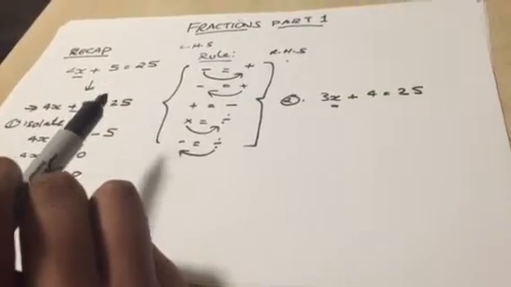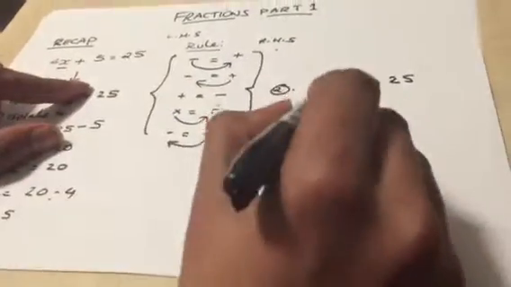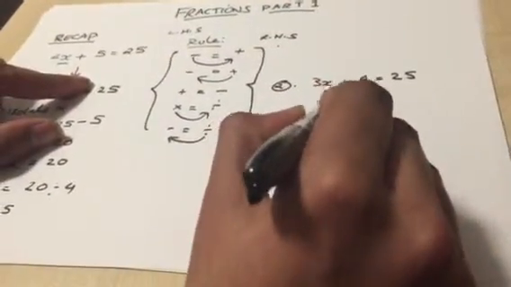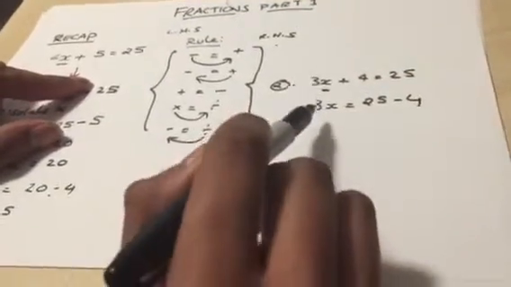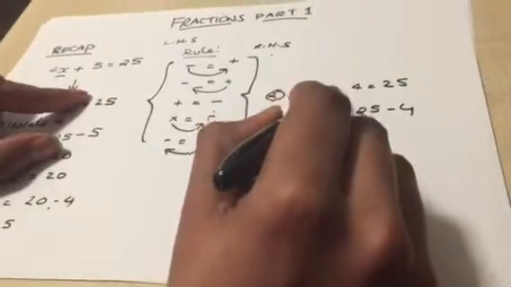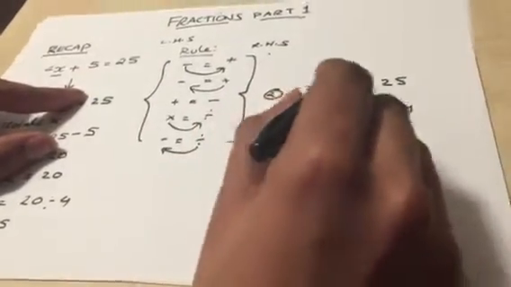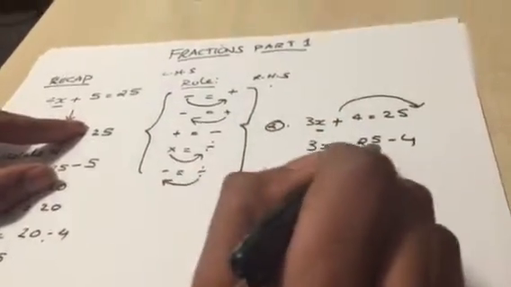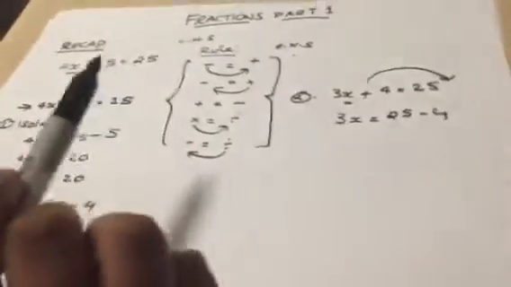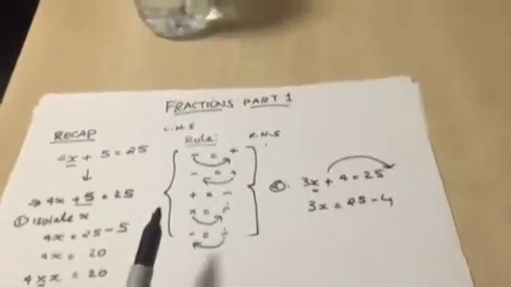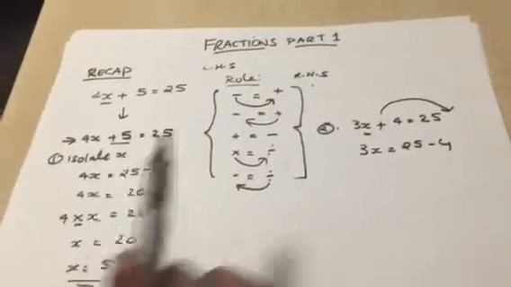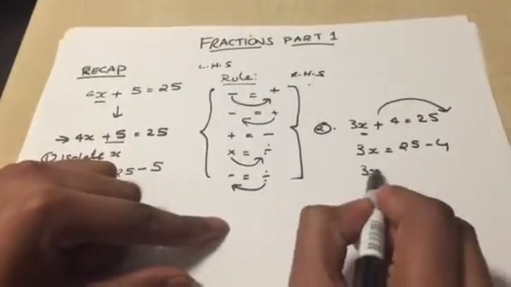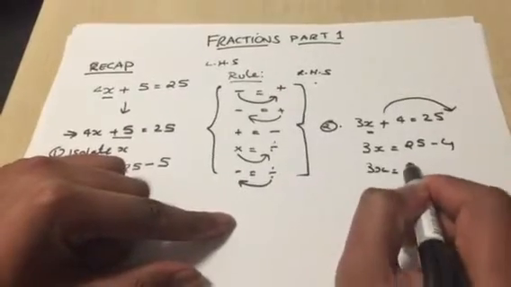So to work that out, what you would do is, I told you, 3x is equal to 25 minus 4. Same rule: there's a positive sign there, so when you bring the positive across, it becomes negative, right? Yep, so you get that. So now you know 3x is equal to 25 take away 4, which is equal to 21.